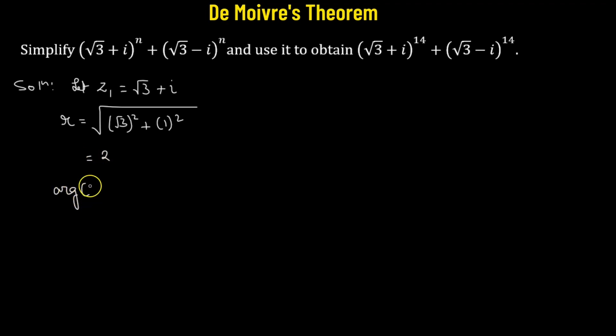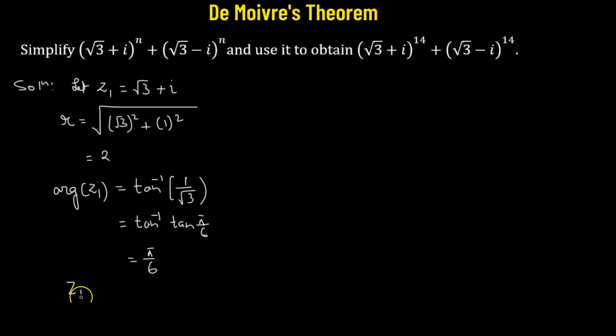An argument of our complex number z1 will be equal to the inverse tangent of the imaginary part, which is 1, divided by the real part, which is square root of 3. Now we know that tangent inverse of 1 over square root of 3, that's actually tangent of pi over 6. So tangent inverse of tangent of pi over 6 is going to give us the value pi over 6, and we can express our complex number z1 in the polar form as 2 multiplied by cosine of pi over 6 plus iota times sine of pi over 6. Let's label this as equation number 1.